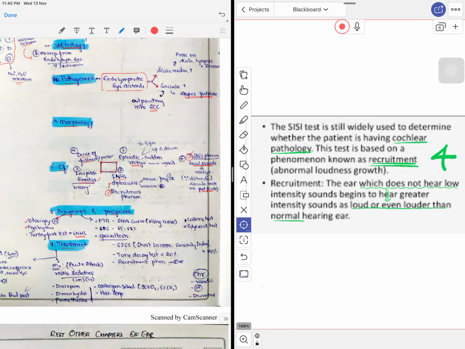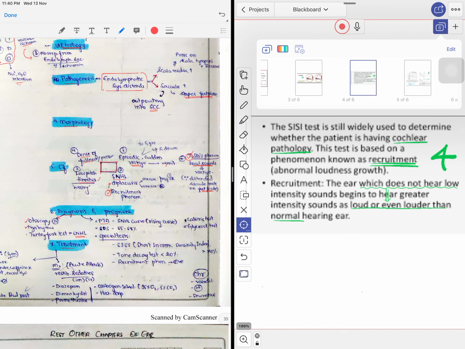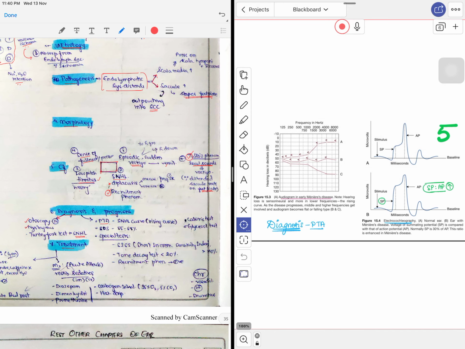And then we can also do pure tone audiometry. This diagram is going to show you the pure tone audiogram of the ear, and here this is called electrocochleography. Here you can see that the SP, the summating potential, and the AP, the action potential, ratio is going to get increased in case of Meniere's disease. That is, there is going to be a rising curve, and the speech discrimination score is going to be 55 to 85%.